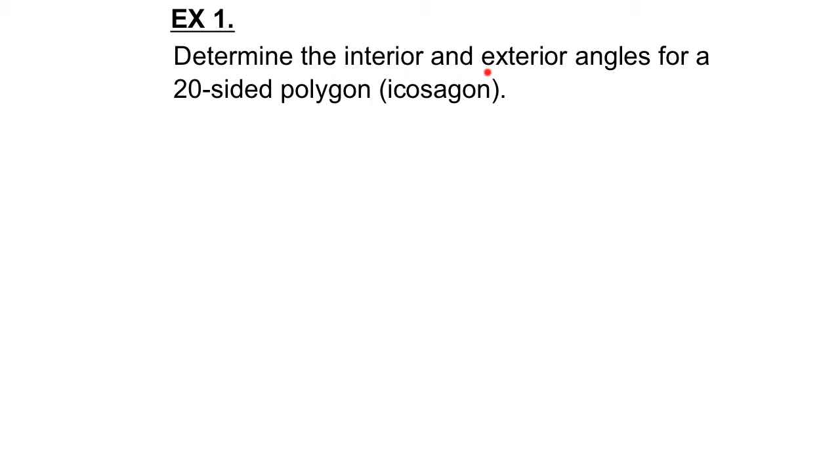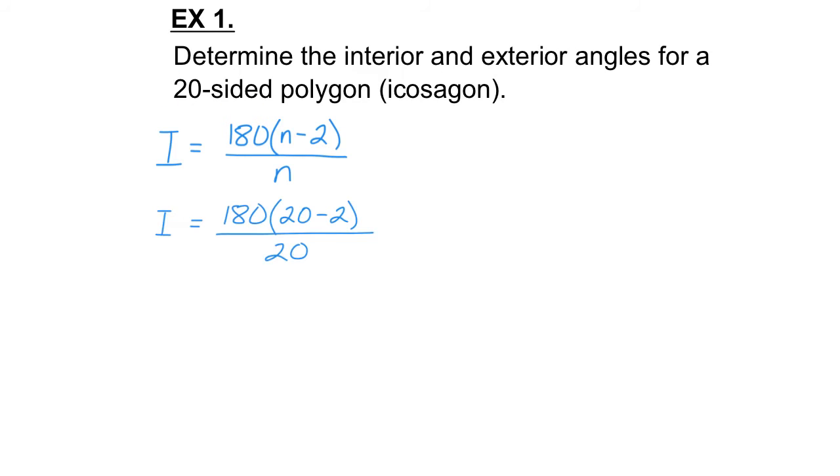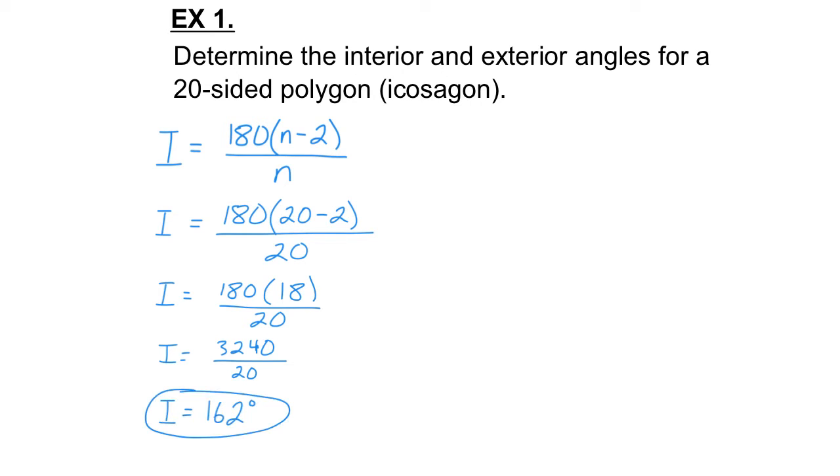Determine the interior and exterior angles for a 20-sided polygon, which is called an icosagon. Well, to find the interior angles, we're going to start with our formula. The sum of the interior angles is 180 times (n minus 2). We're going to divide by the number of angles that we have. Well, n is 20 because it's a 20-sided polygon. So now I do the math. 20 minus 2 is 18. 180 times 18 is 3,240. And we divide that by 20. We end up with 162. So each interior angle is 162 degrees.